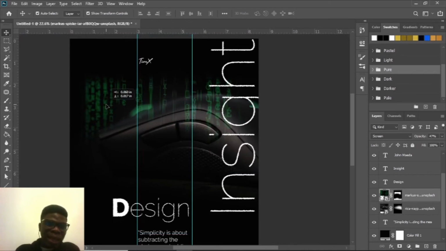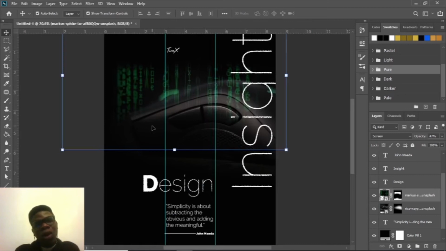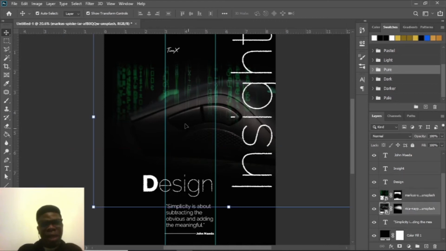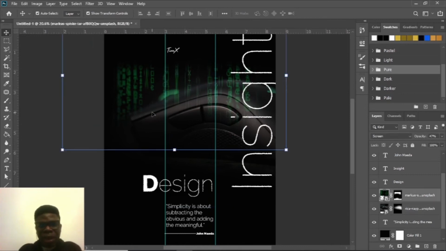So also with this matrix background we have here, I wanted to communicate the essence of technology relating to the image, the mouse image. I just wanted it to communicate, like to connect, because mouse and matrix, they are related. So I just wanted to pass that message. That was how I came up with the idea of putting mouse and the matrix background.